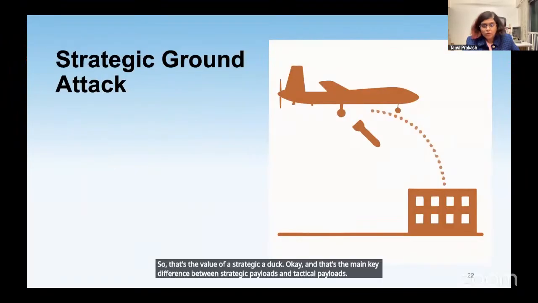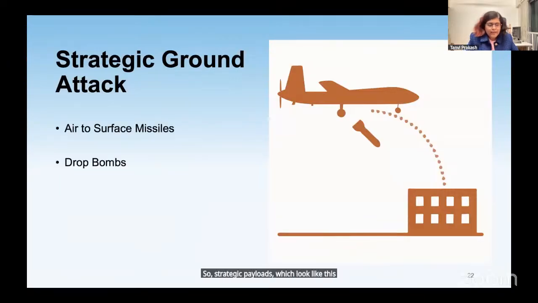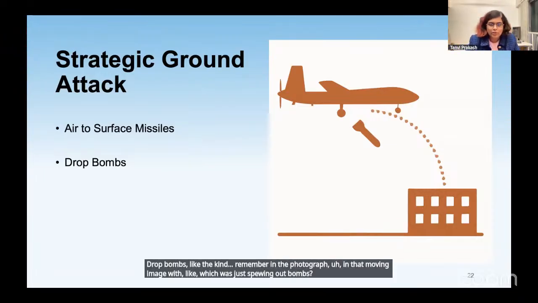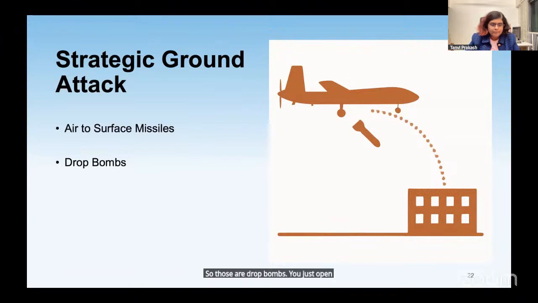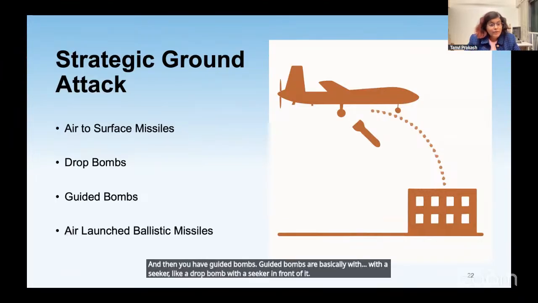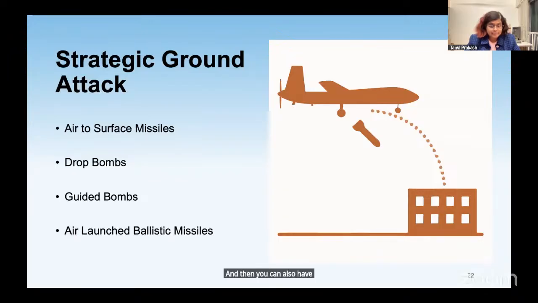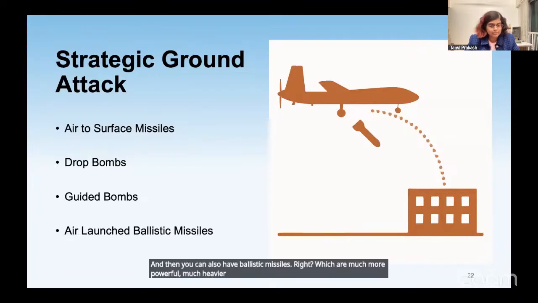So strategic payloads, which look like this, are air-to-surface missiles and drop bombs, like the kind, remember in the photograph, in that moving image, which was just spewing out bombs. Those are drop bombs. You just open a bay and they just fall out. And then you have guided bombs. Guided bombs are basically a drop bomb with a seeker in front of it. And then you can also have ballistic missiles, which are much more powerful, much heavier, and much more destructive also.